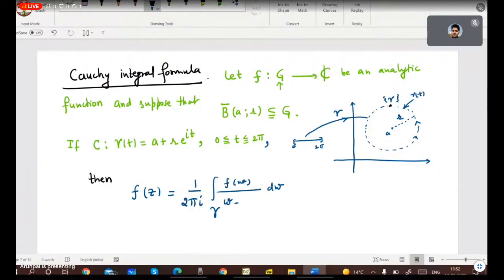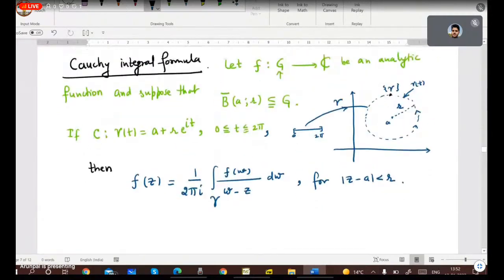U minus z for z minus a less than r. So class, before I give you the proof for it, let me give you the interpretation for this formula.